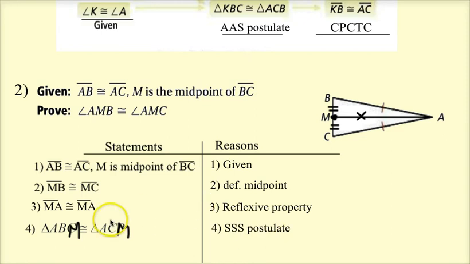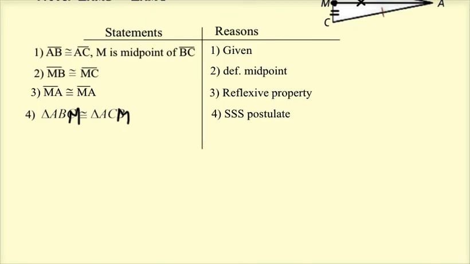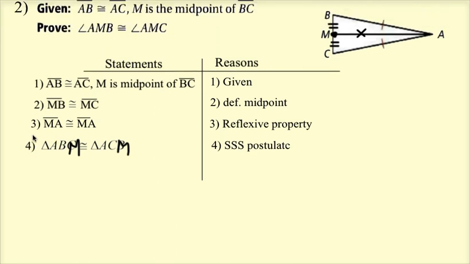Now once my triangles are congruent, then I can say my corresponding parts. I wanted to prove that angle AMB is congruent to angle AMC, so I can just do that as the last step. Okay. And I don't know if I wrote my last step, so you guys write the last step, and that would be that angle AMB is congruent to angle AMC, and the reason would just be CPCTC. Okay, and that's it for today.